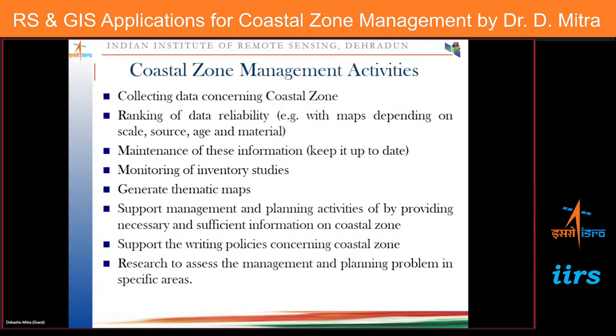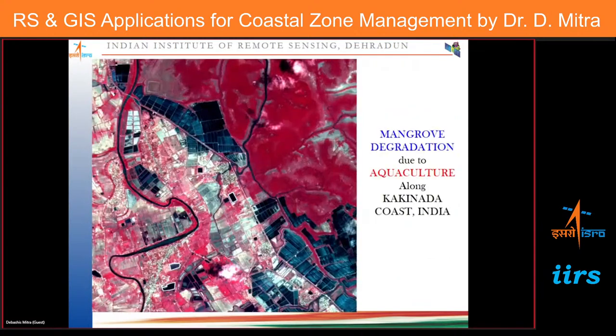You need to do certain kind of research. So research to assess the management and the planning problem in the specific area. There may be certain issues, certain problems in a particular coastal zone. People are not understanding why it is happening. Definitely, you need to do certain research and come out with a solution for why it is happening. So these are another important area which is part of the coastal zone management activity.